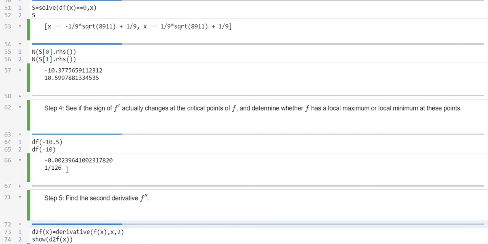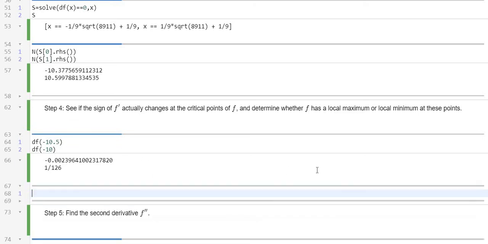That means that the original function f was decreasing to the left of my critical point and increasing to the right. So decreasing changes to increasing. Draw a little picture with your hand. Decreasing changes to increasing. Okay, do you see I'm tracing out a local minimum? What that means is that f, oops, not f, has a local min at x equals approximately negative 10.38.